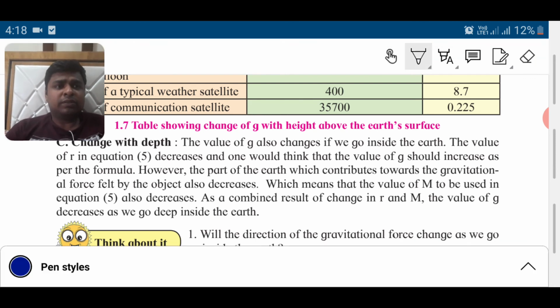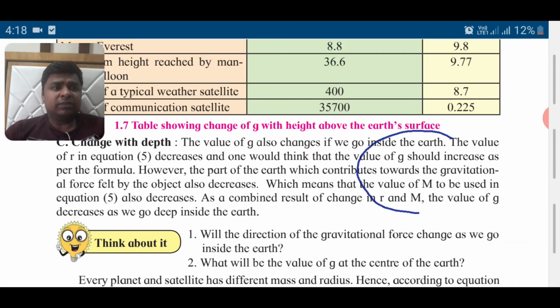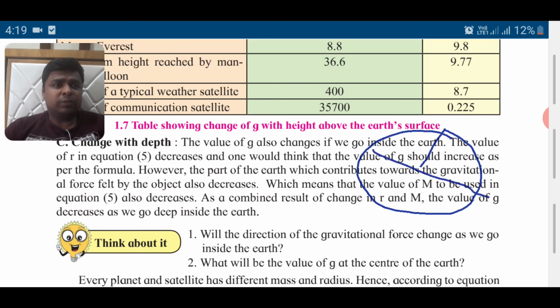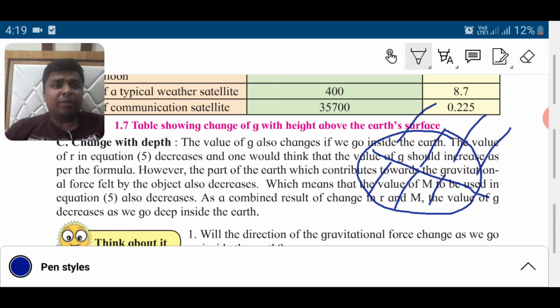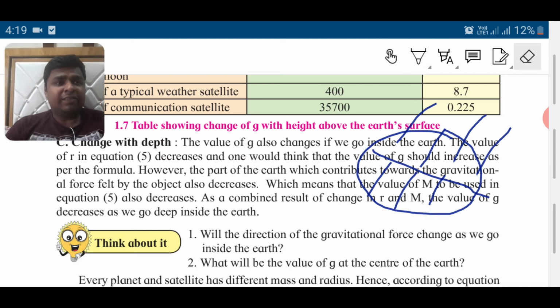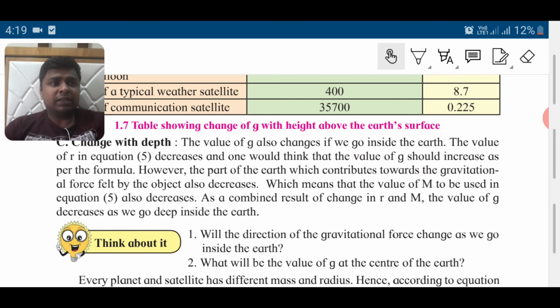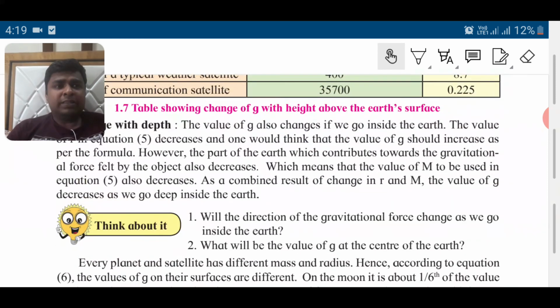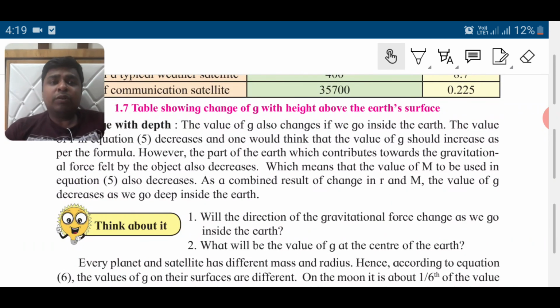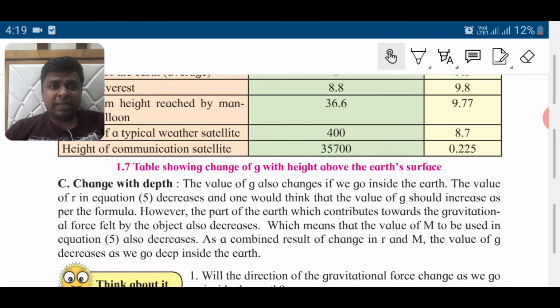Suppose that this is the Earth, and you are going towards the center. This part is pulling you towards the center, and this other part will pull you away from the center, because gravity is everywhere. That means some part will try to pull you towards the center and some part will not. So the value of g will decrease as you go towards the center, and exactly at the center it will become 0.